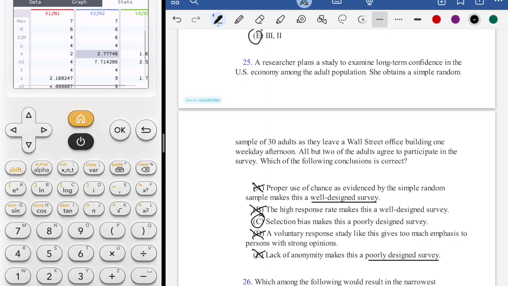So the only one I'm left with is C. If there is selection bias in it, then that is the result of a poorly designed survey because it opens the door for that sort of thing, right? So, yeah, that seems to be the one that makes the most sense.